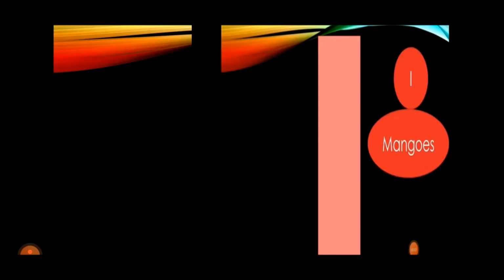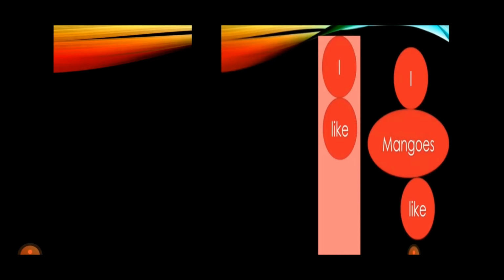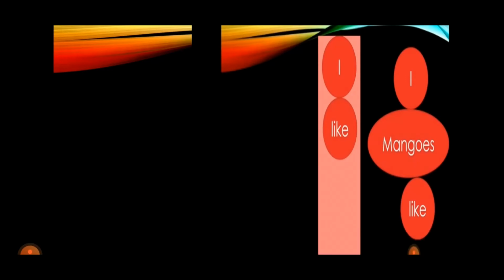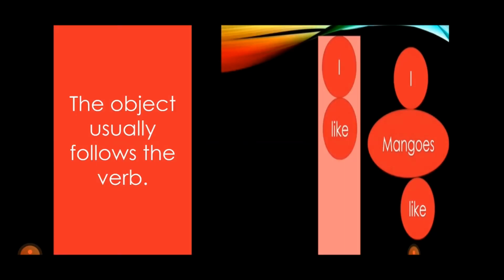See here: "I mangoes like" becomes "I like mangoes." The object usually follows the verb. So which is the object here? Mangoes.